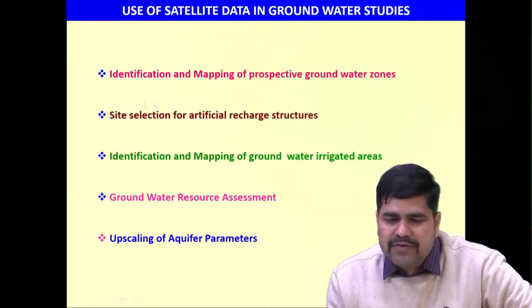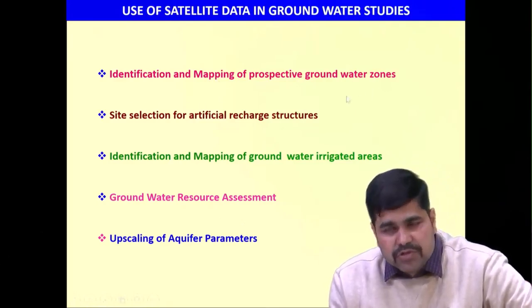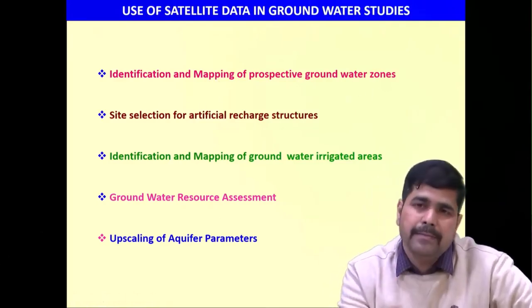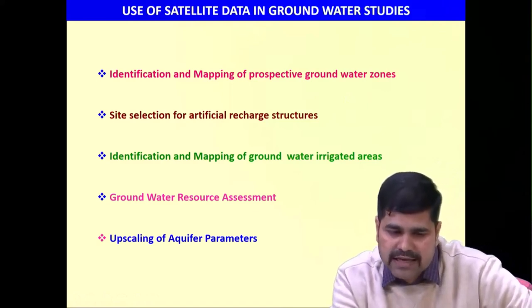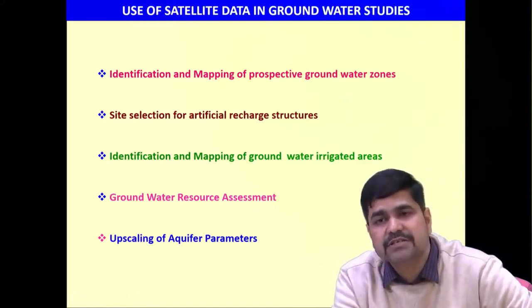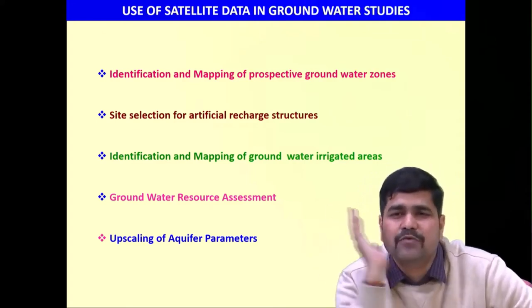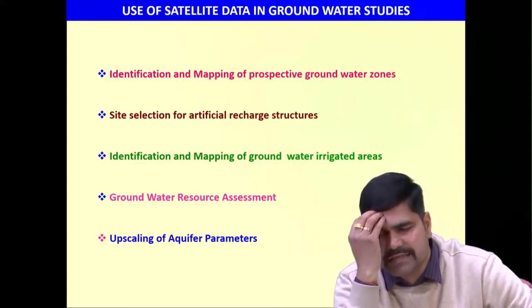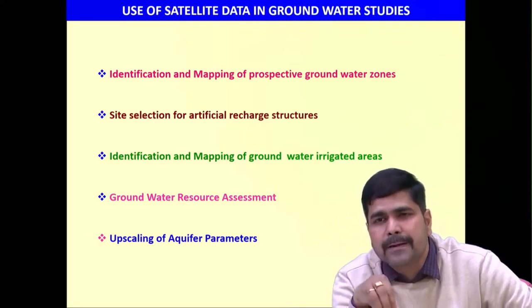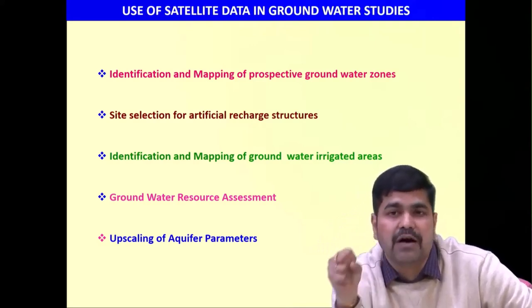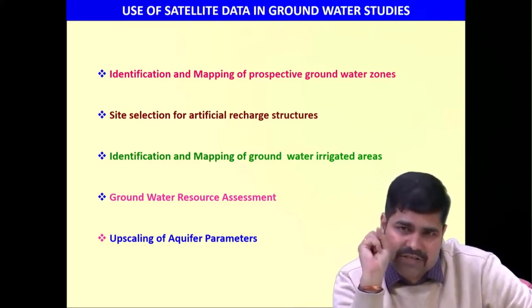So the first point was the identification and mapping of prospective groundwater zones. In this way we can get to know where the prospective groundwater zones are. Then site selection of artificial recharge structures is very important, where nature is not recharging the locations but there is a high demand. So what we have to do is artificially recharge those.